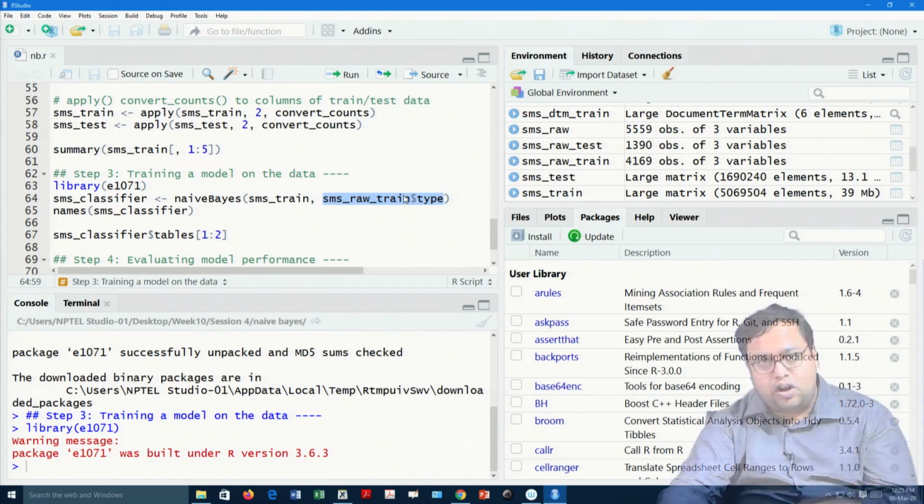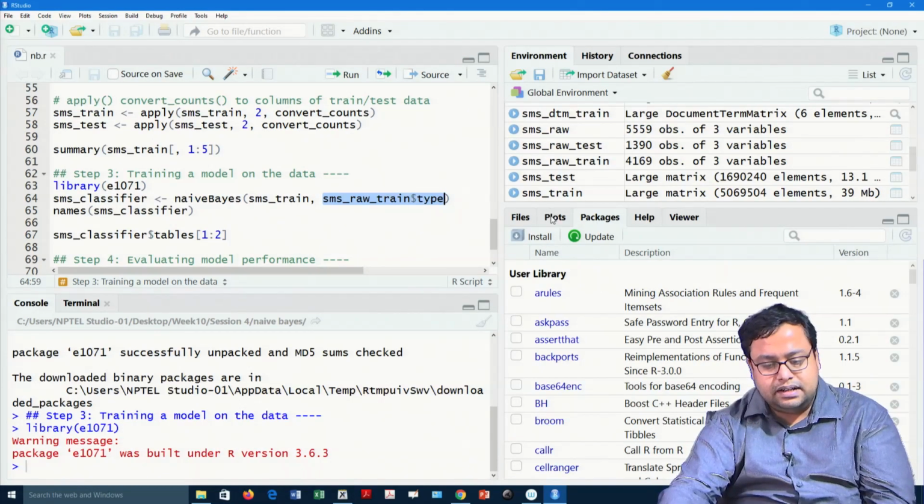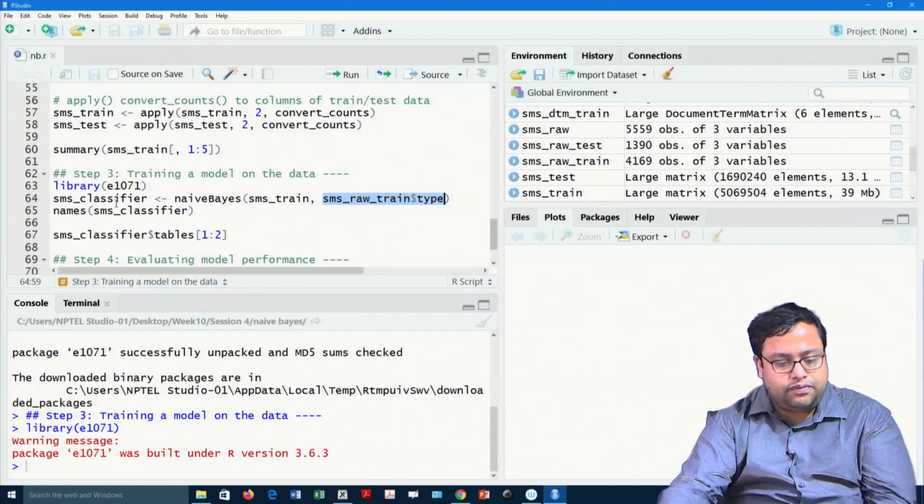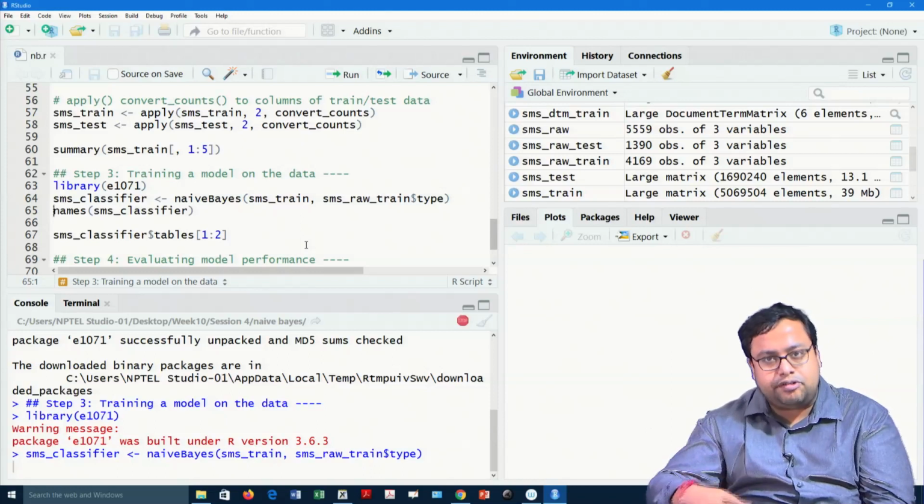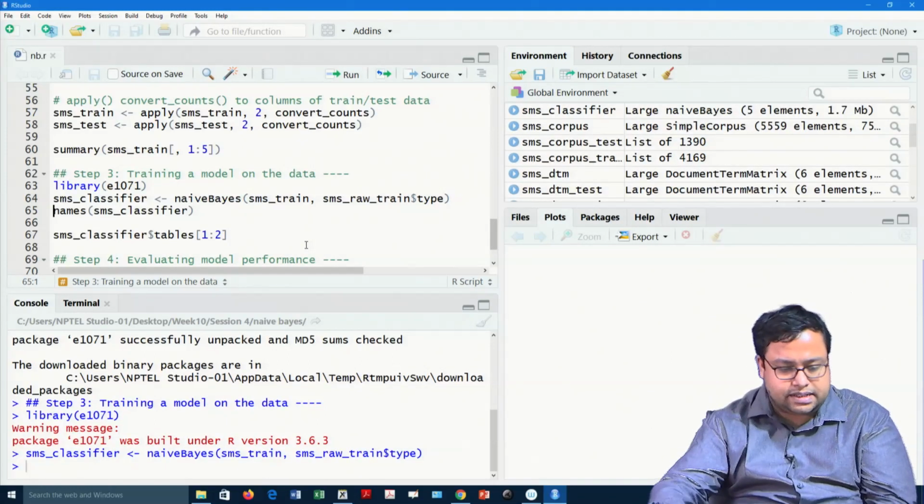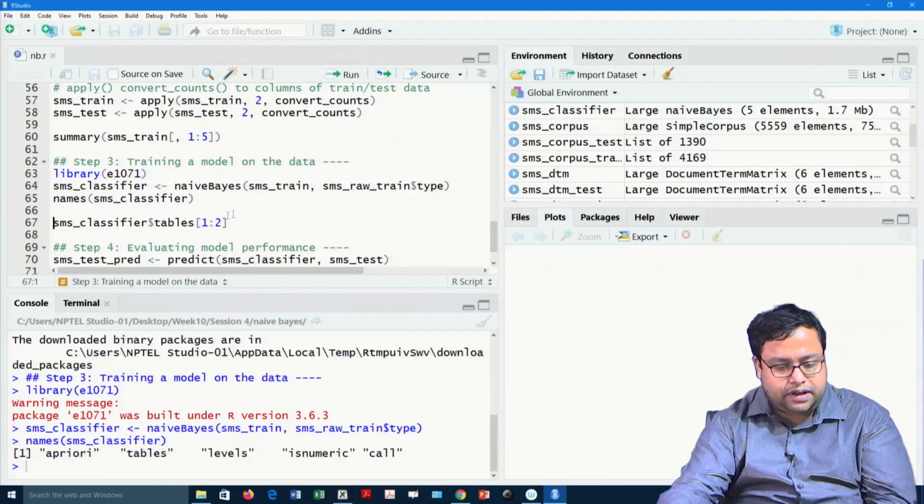raw train, the raw training data's type variable, which is basically the y variable. So, now if I just run this naive Bayes, it will take some time to train. It is training right now. It will take some time. Okay, it has trained.